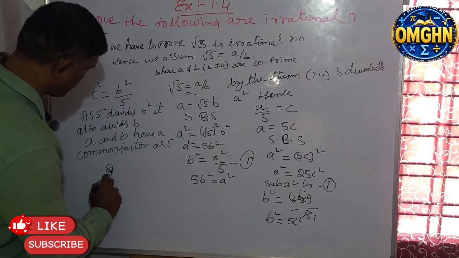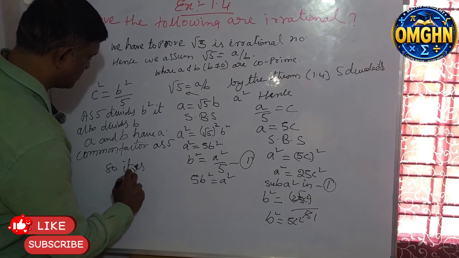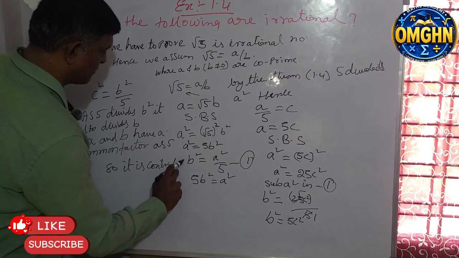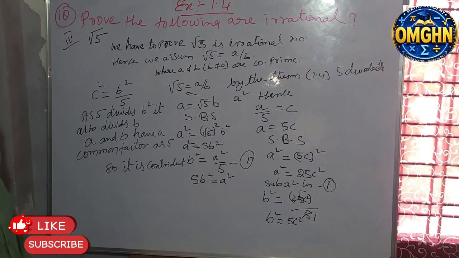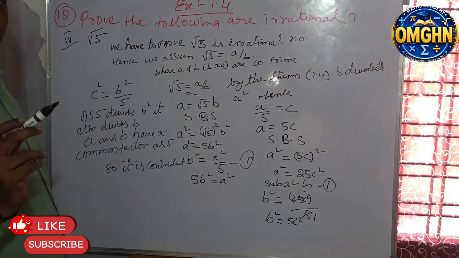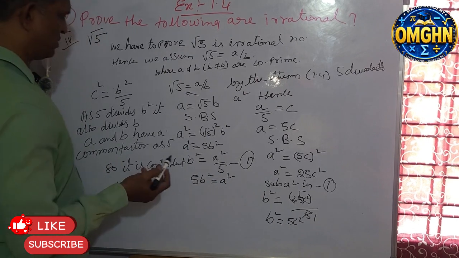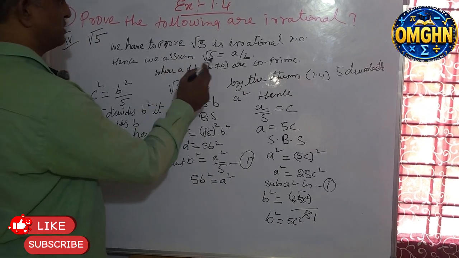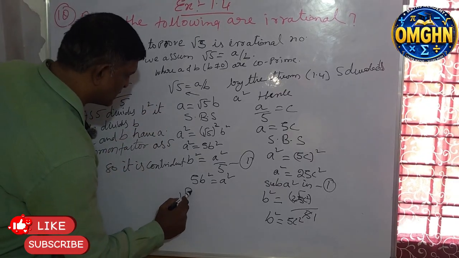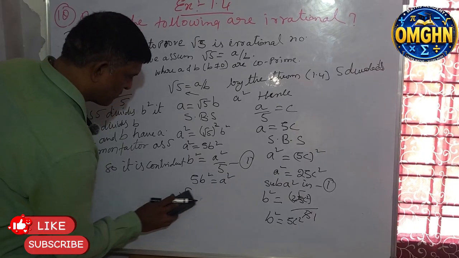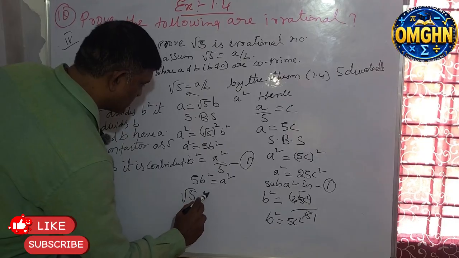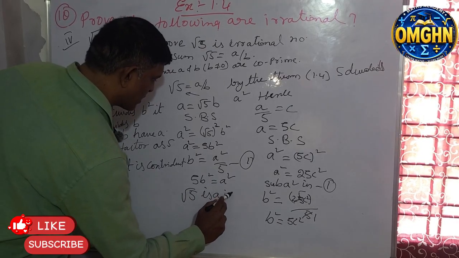So our assumption is wrong. This is due to the incorrect assumption that root 5 is rational, because we assumed that root 5 is rational and solved this sum. But our assumption is wrong. So root 5 is an irrational number.